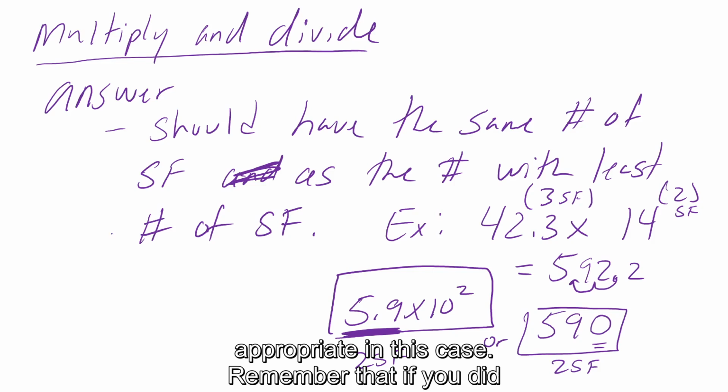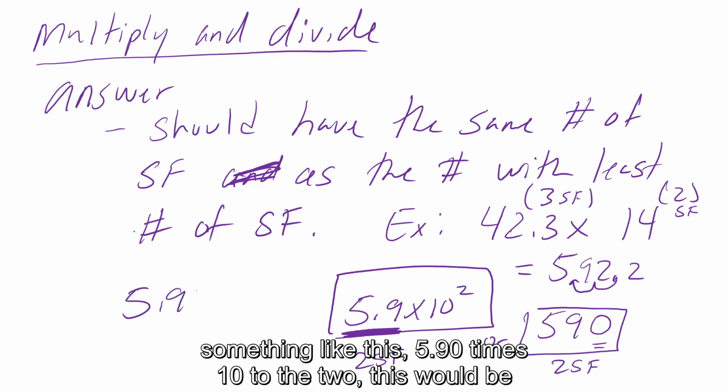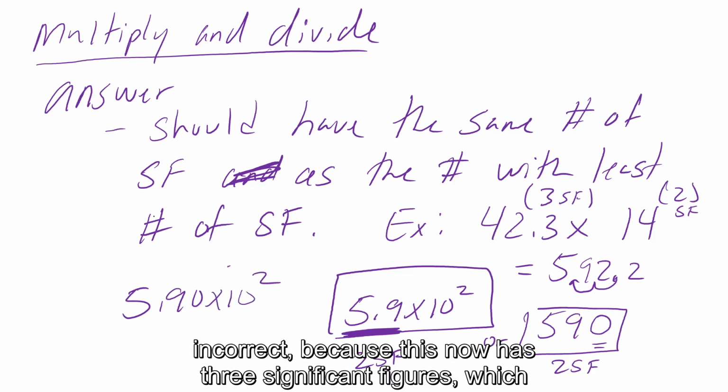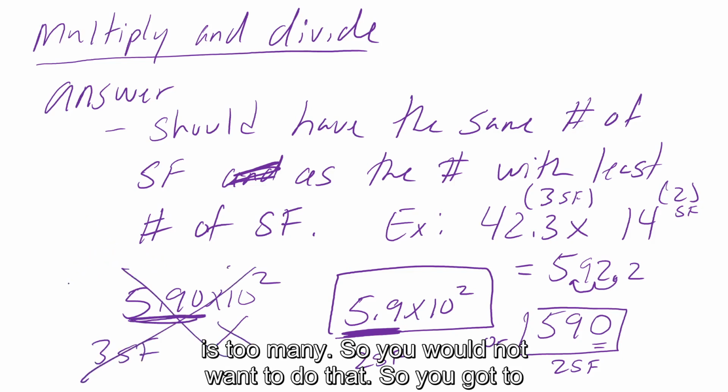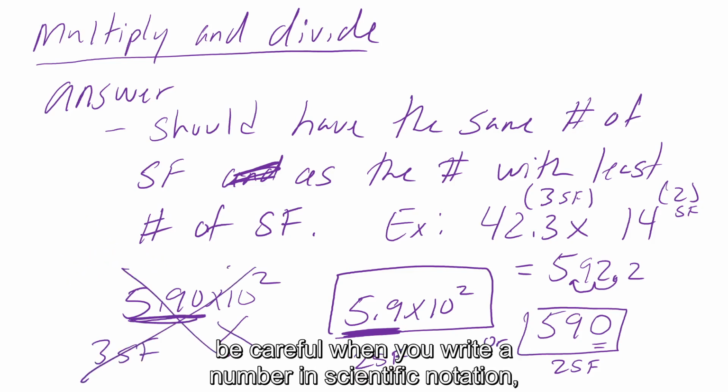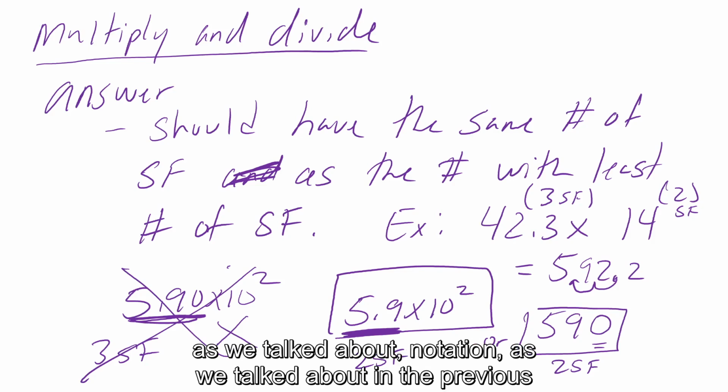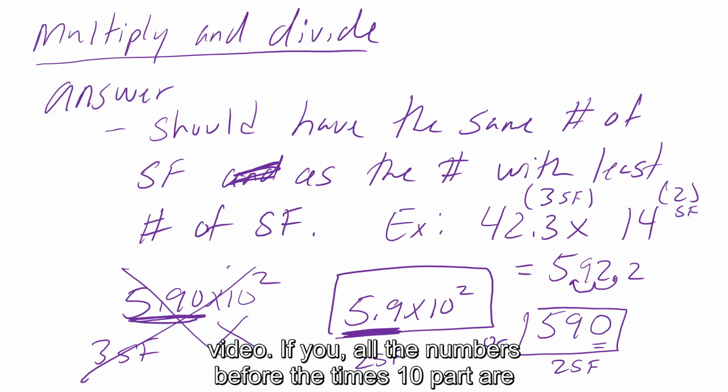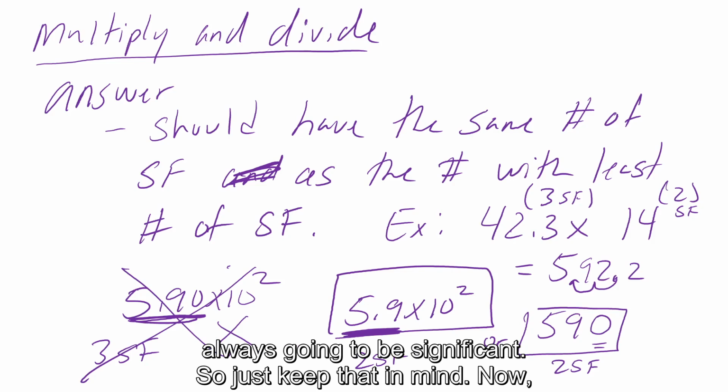Remember that if you did something like 5.90 times 10 to the 2, this would be incorrect because this now has 3 significant figures, which is too many. So you would not want to do that. You've got to be careful when you write a number in scientific notation, as we talked about in the previous video. All the numbers before the times 10 part are always going to be significant. So just keep that in mind.